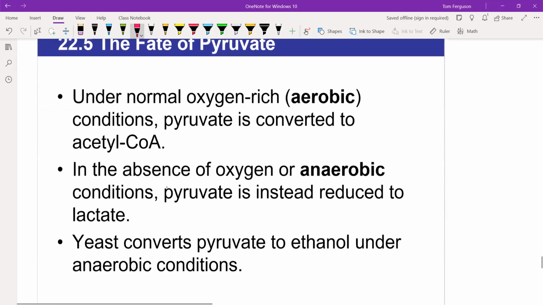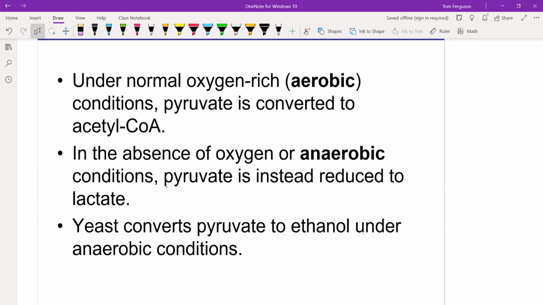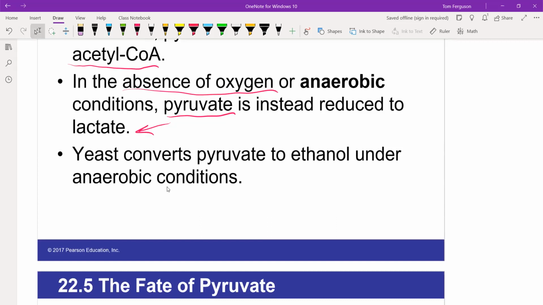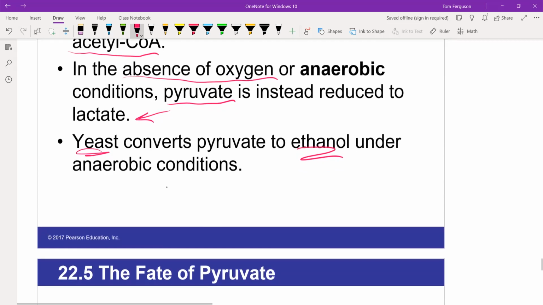Now, in an aerobic system, we have plenty of oxygen. What happens is the pyruvate is converted to acetyl-CoA. That acetyl-CoA then enters the citric acid cycle, which we're going to talk about on Wednesday. In the absence of oxygen, pyruvate is reduced to lactate, a form of lactic acid. So when we're exercising heavily and our muscles are lacking oxygen, that's where we get the buildup of lactic acid. Yeast converts the pyruvate to ethanol in beer and wines.